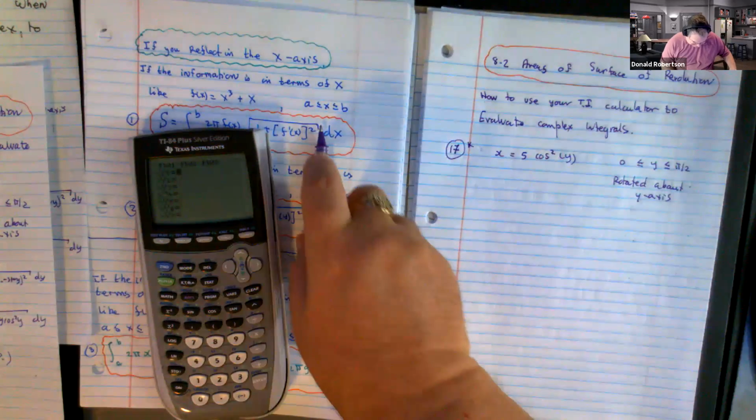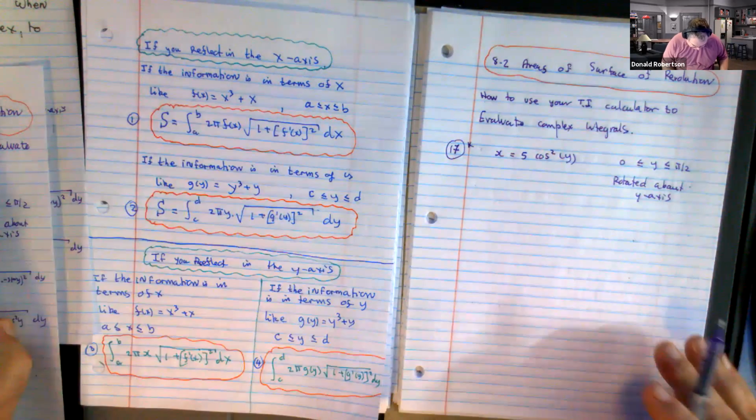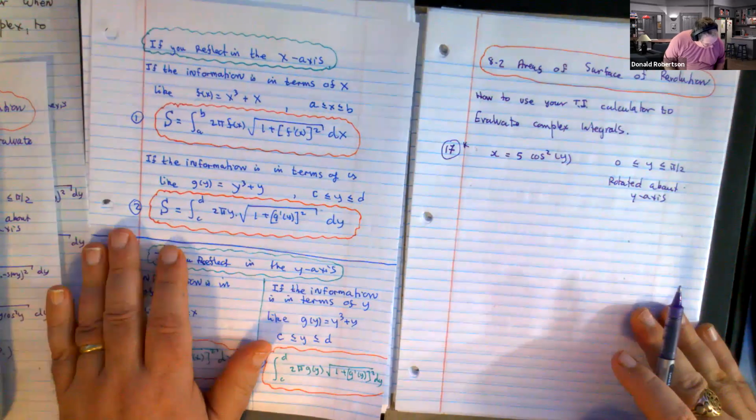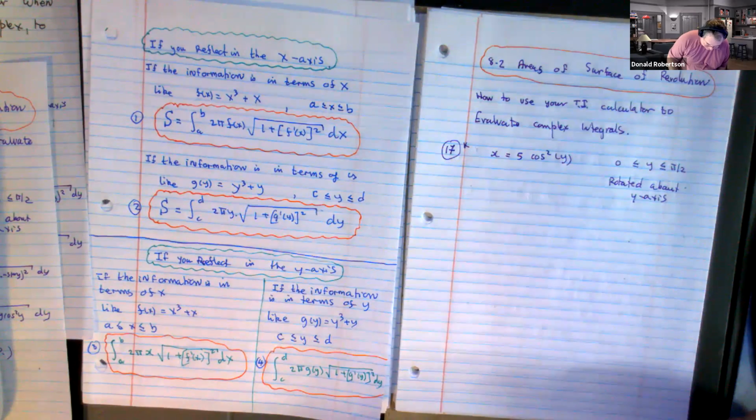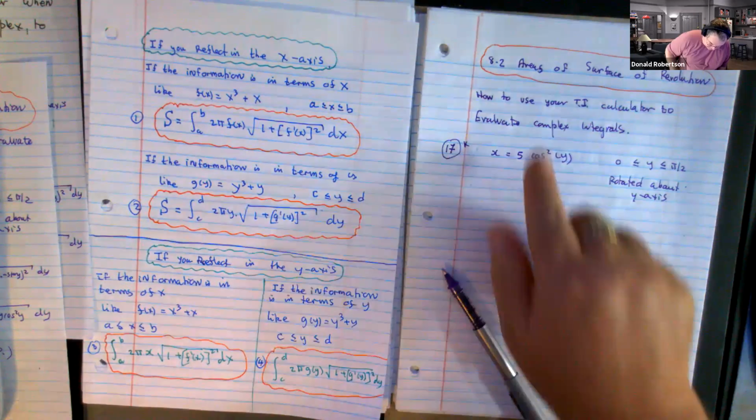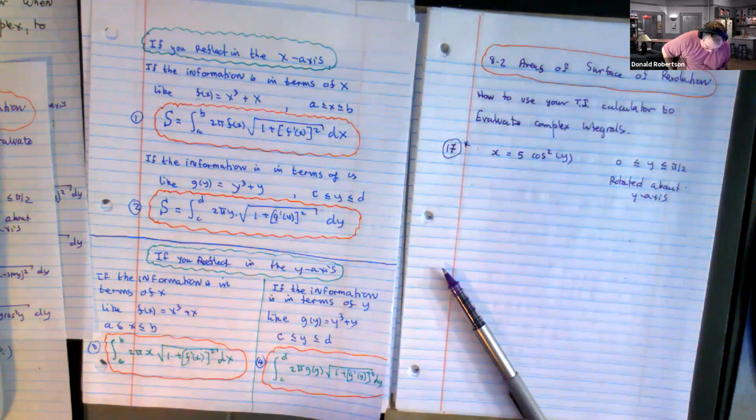So we're essentially just finishing off 8.2 and then we can get started on 8.3, the final section that you need for this week's homework and for the test. Well, 8.2 is the area of surface of a revolution.